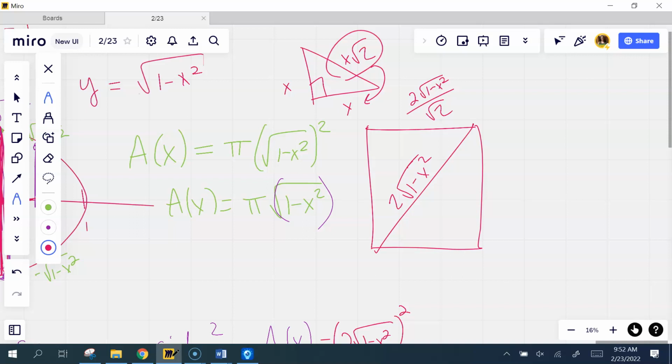Y'all, think about it. We're not even integrating. This is like geometry. How do you know that the line is 2? Oh wait, this is the side. Well, it says the cross sections are squares whose diagonals, and it even told you in parentheses, the length of a square's diagonal is the square root of 2 times the length of its side.